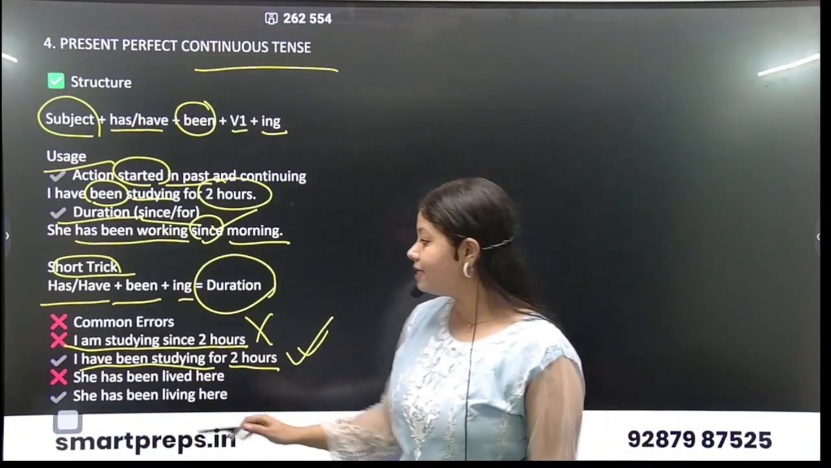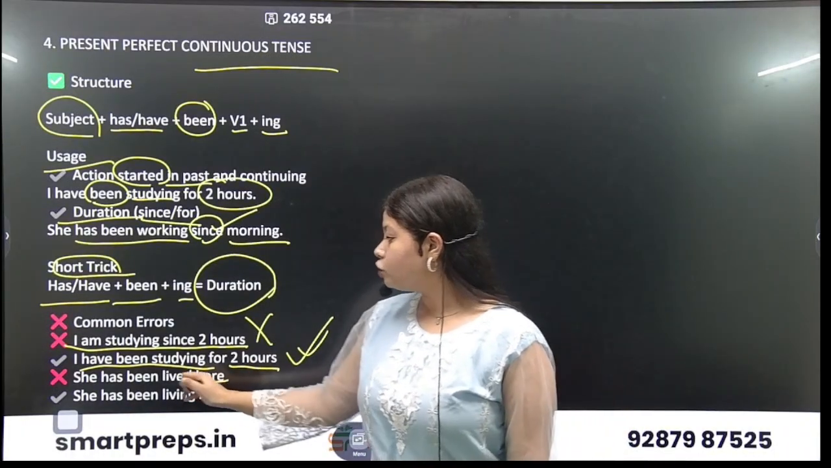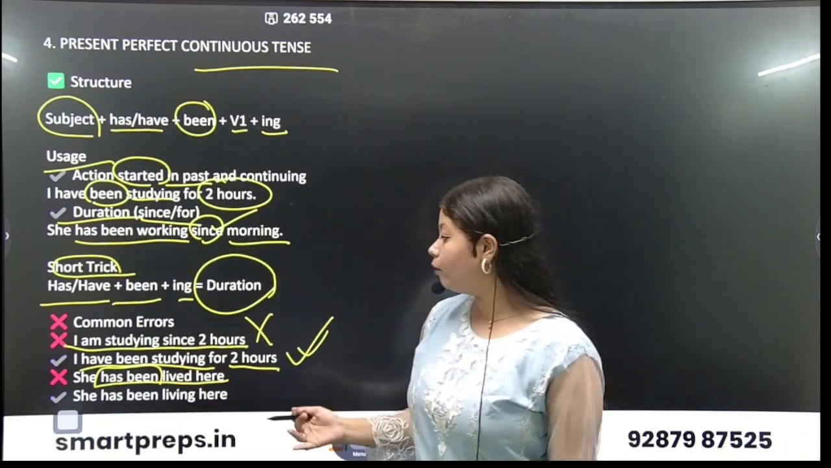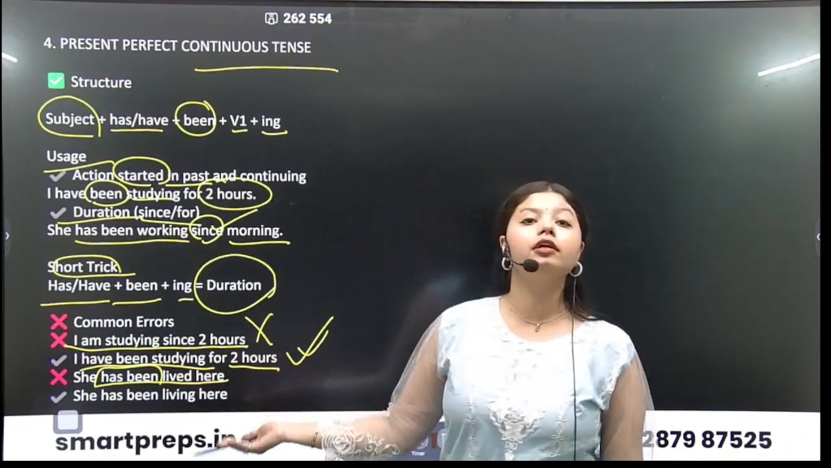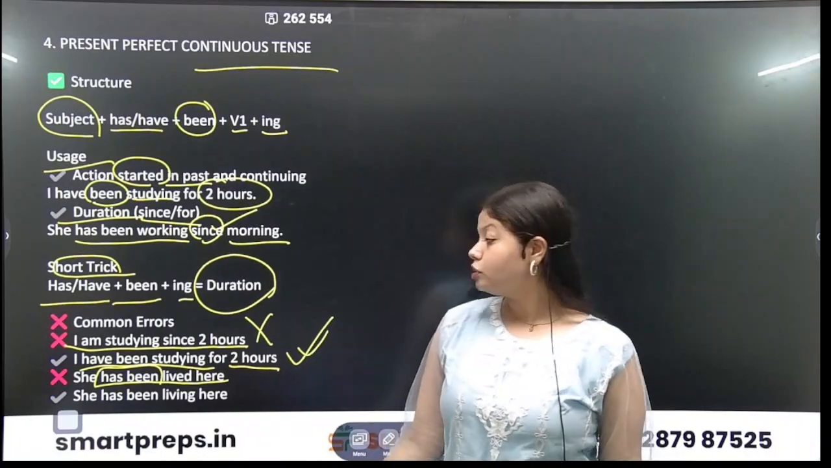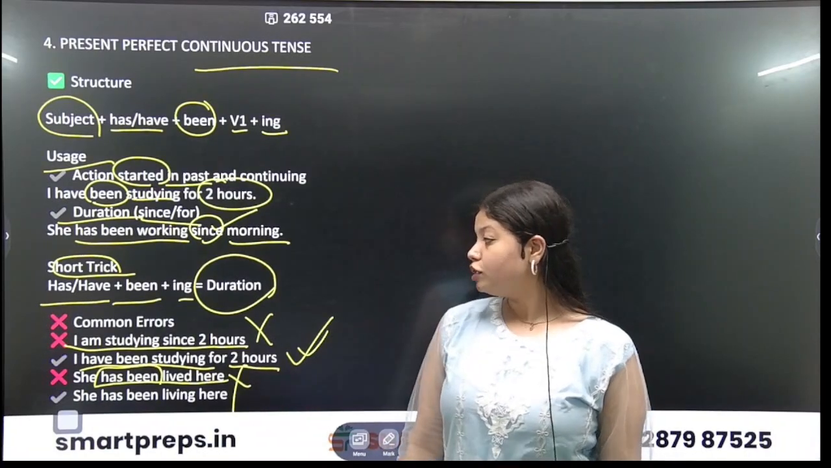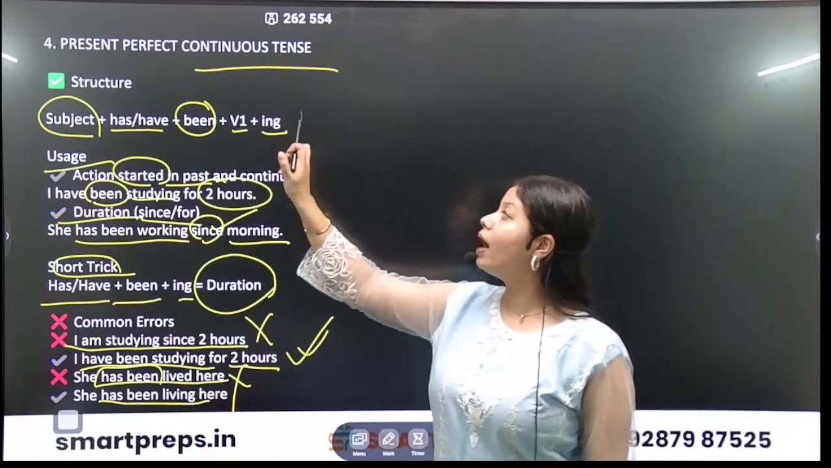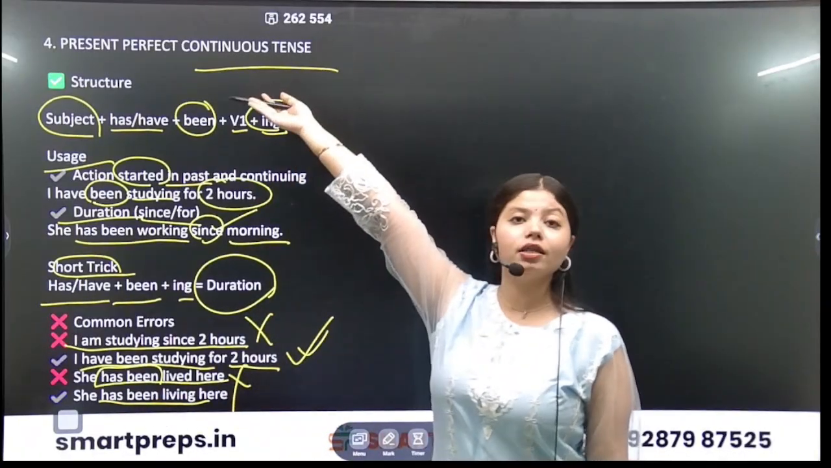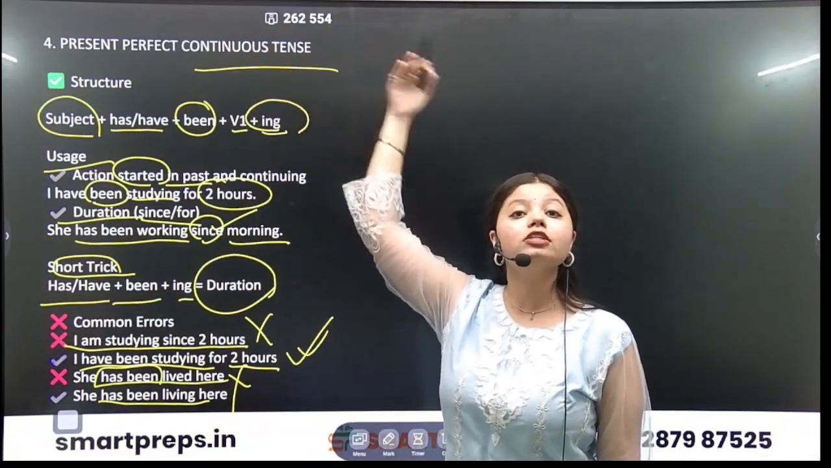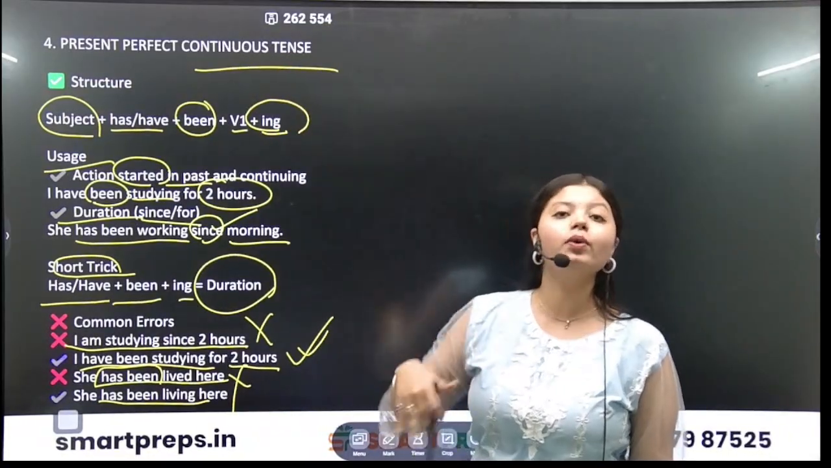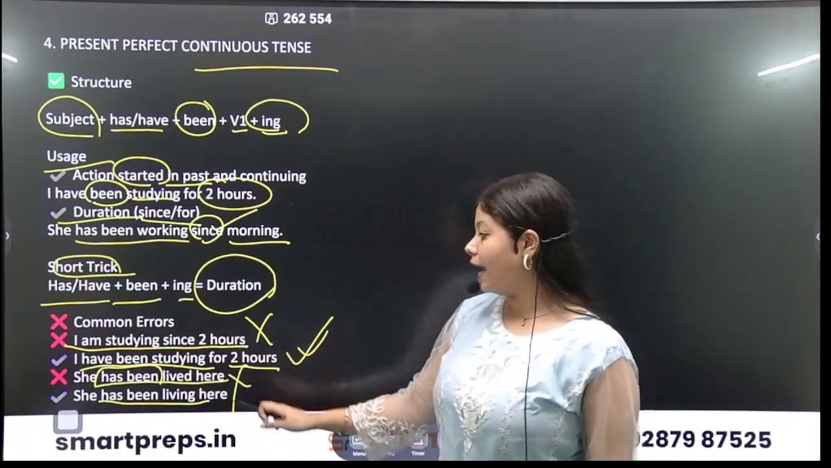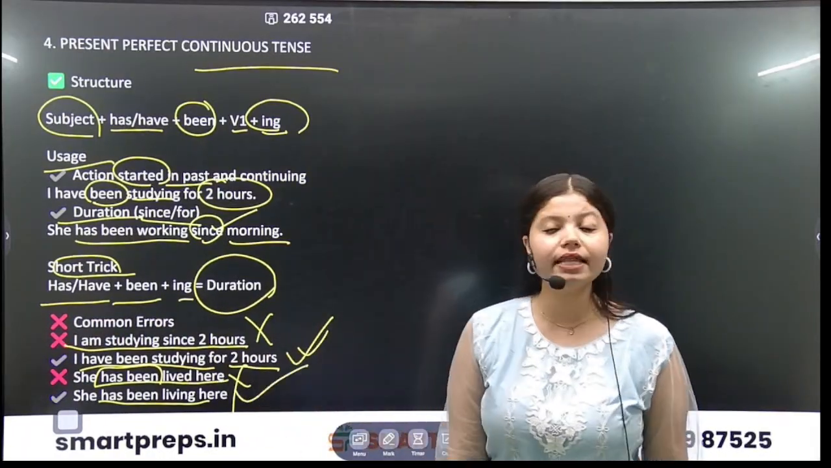Okay, next is "she has been lived here." So here, just check, they are using has been, but along with it, "lived" is the verb here. So, wrong verb. "She has been living here," because why? Along with the verb, we have to add ing since it is what? Since it is present perfect continuous tense. The action we have started before, but we are still continuing it. That is why "she has been living." Here is the correct sentence. Okay?